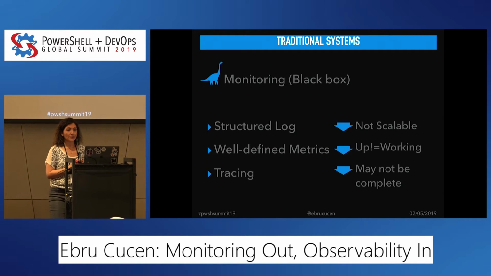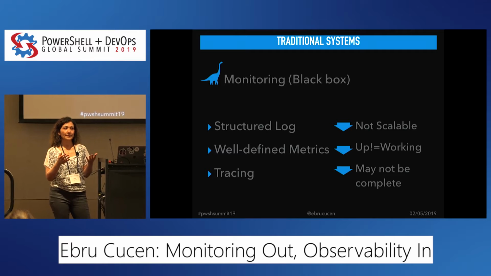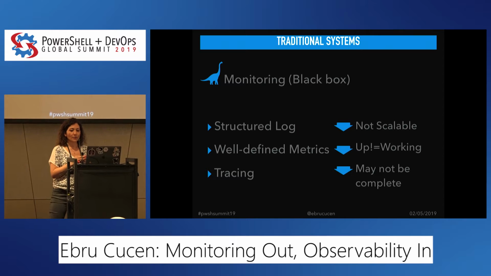Well-defined metrics: up doesn't mean it's working. If you get a 200, but the page is not displaying what the customer wanted, it doesn't mean it's working. And I will tell you in a bit, with containers and the Kubernetes clustered environment, rather than being up or down, we have readiness and liveness checks. The probes and the naming conventions have changed. It's no longer about a system being up or down.